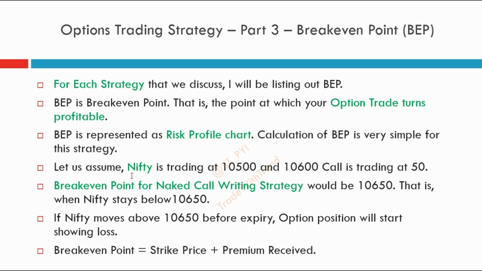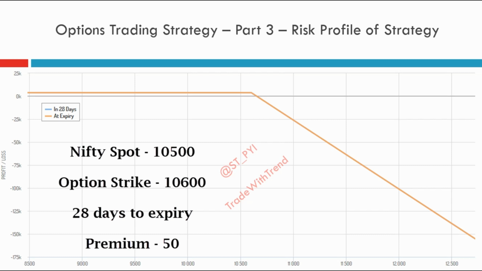In this particular example, we are assuming that Nifty is trading at 10,500 spot, and the 10,600 call that we are going to short sell is trading at 50. So the break-even point for this strategy, assuming that you have short sold the 10,600 call, would be 10,650. That is, if Nifty at the point of expiry stays below 10,650, you would get to keep this entire 50 rupee premium. So the break-even point is calculated as strike price plus premium received for this naked call options writing strategy.